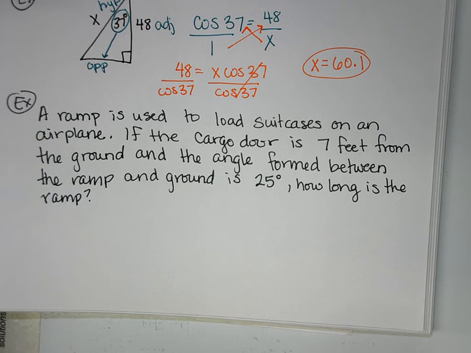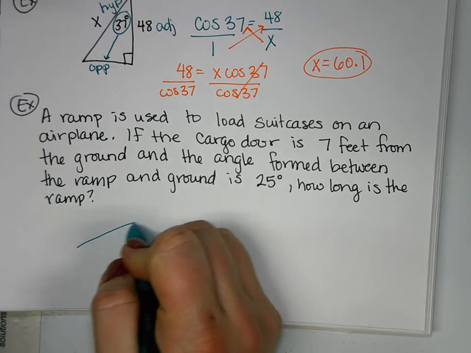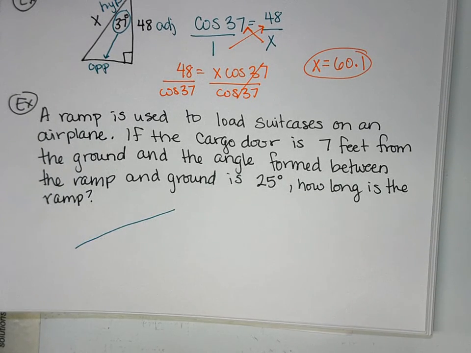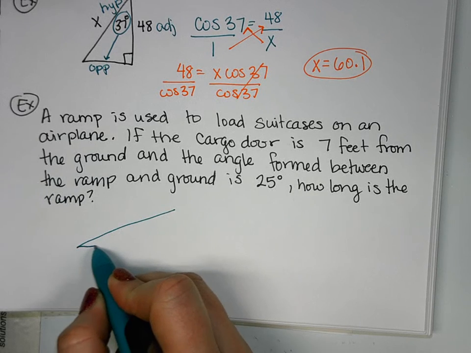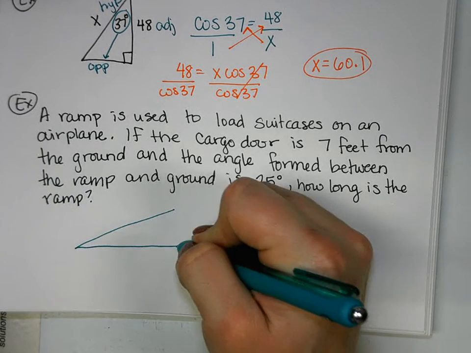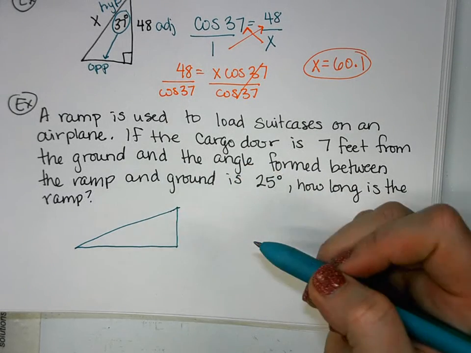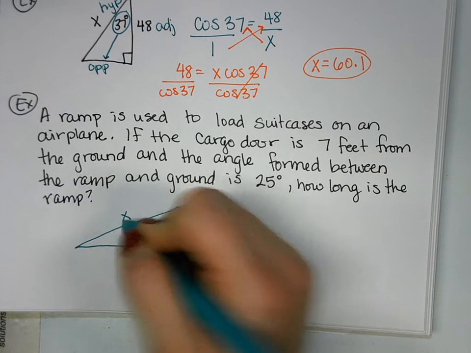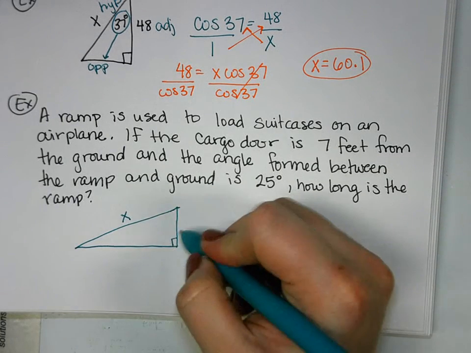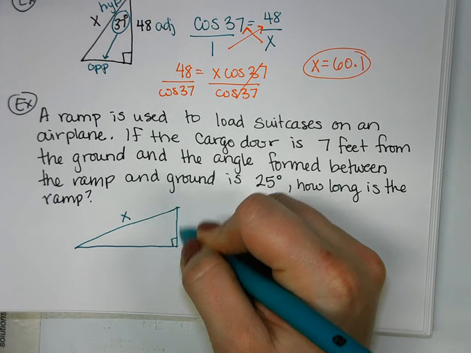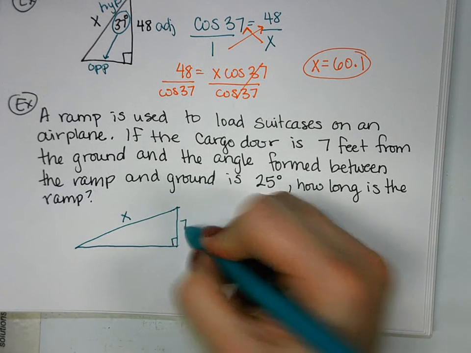So first thing you want to do is draw this out. So what does a ramp look like? There you go, there's your ramp. The ramp starts on the ground, so here's our ground, and it goes up to the plane. So this is our plane door right here. We don't know the length of the ramp, that's our x. Do we know how high the ramp has to go? 7 feet, because the cargo door is 7 feet off the ground.